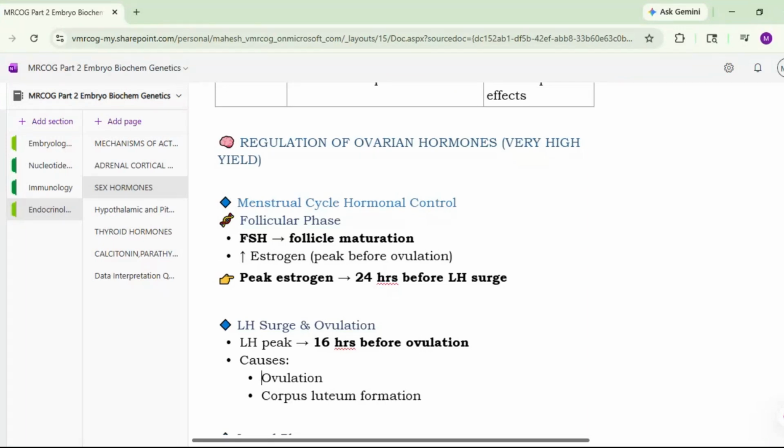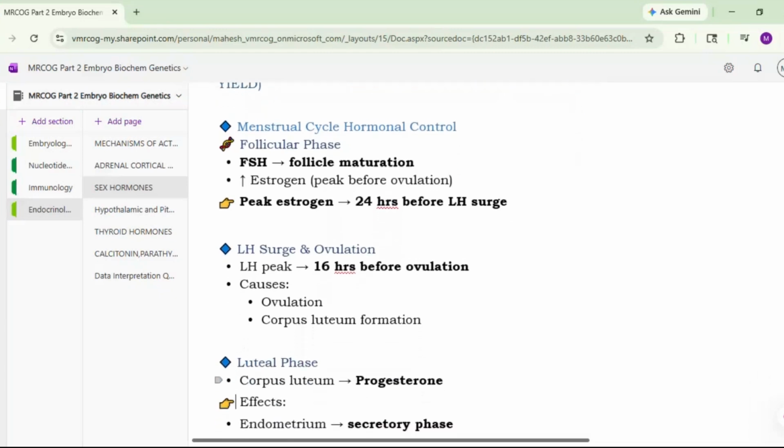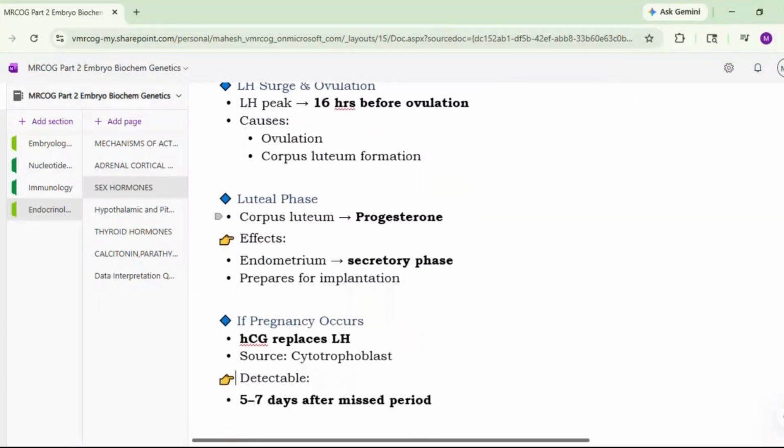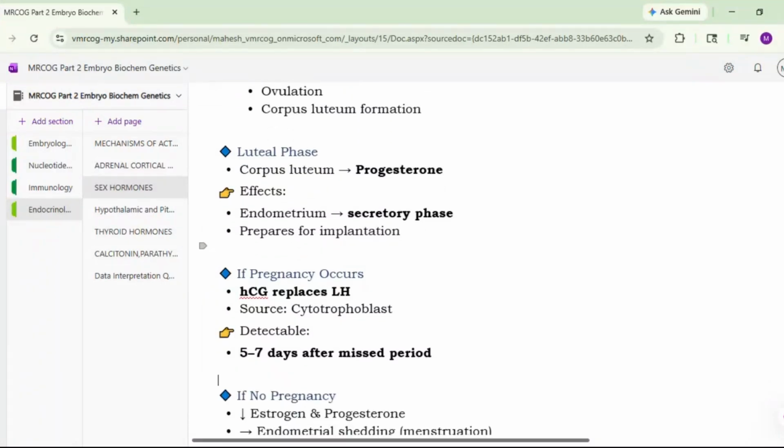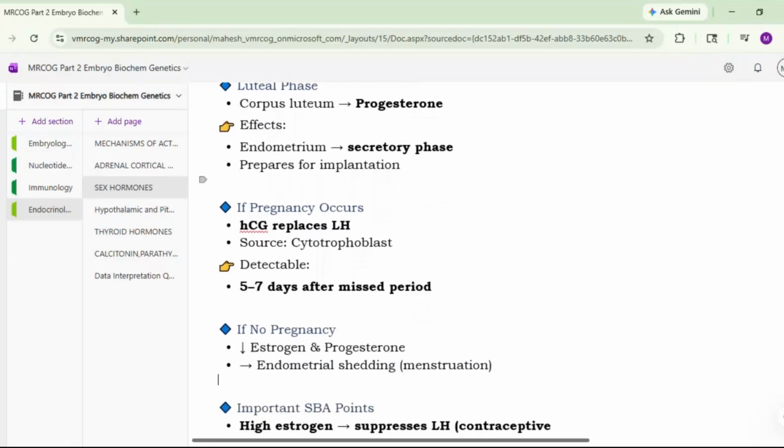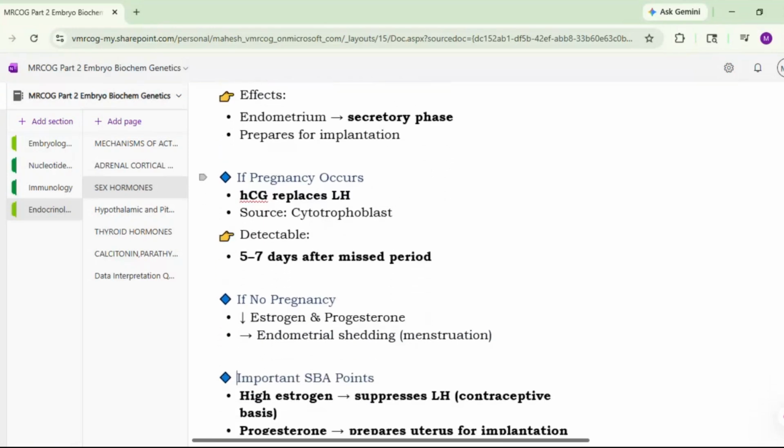Okay, so I hope you are getting this. First, there will be an estrogen peak. After 24 hours, there will be an LH surge, and after 16 hours of the LH surge, there will be ovulation. Okay, so this LH peak will cause ovulation and the corpus luteum formation. Once the corpus luteum is formed, then you will get the progesterone. This progesterone will have its effect on the endometrium. It will cause secretory changes. So there will be a secretory phase, and it prepares the endometrium for the implantation.